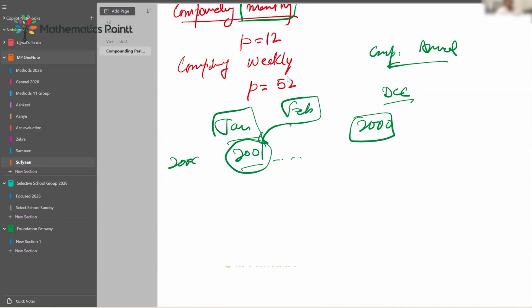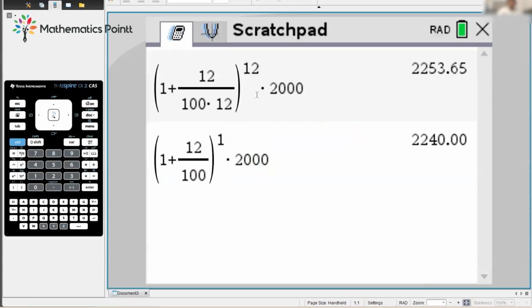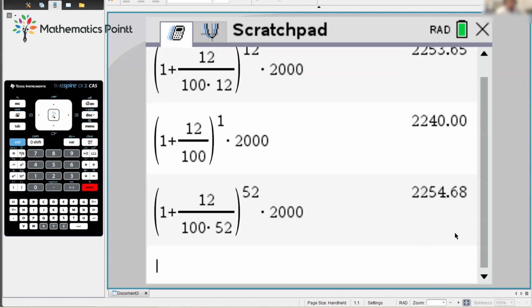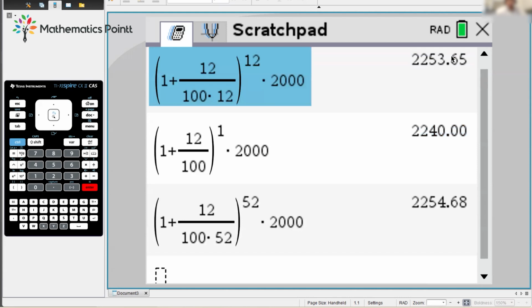So now if I say 52, let's see how much is the difference when I change my scenario from 12 to 52. So I'll just copy the same stuff here again. And rather than 12, I say this is 52 now. And this becomes not 12, this becomes 52. You see what's going to happen now. Wow, you got another dollar, one more dollar extra.